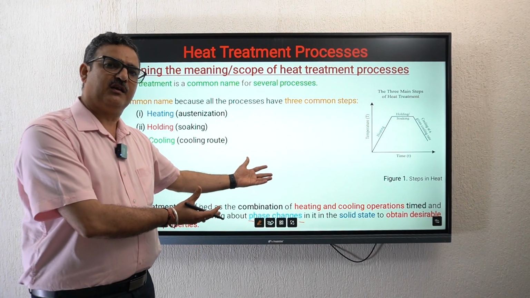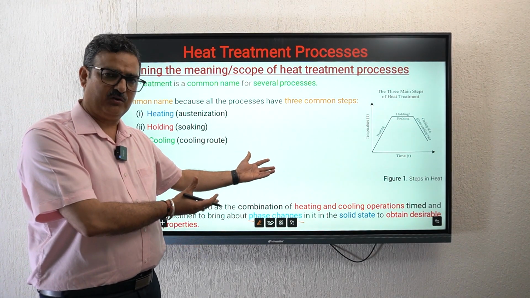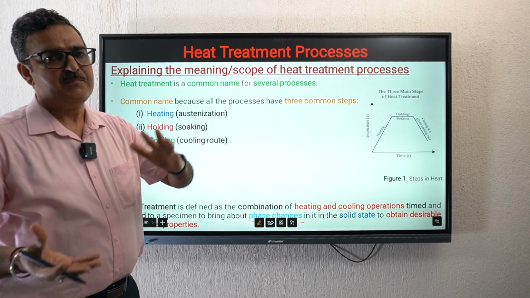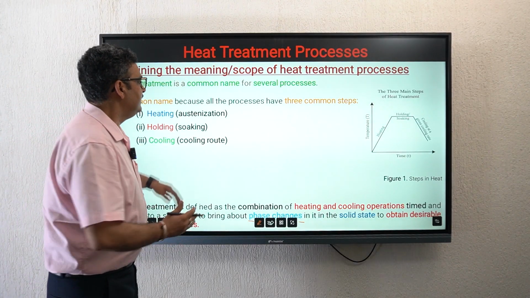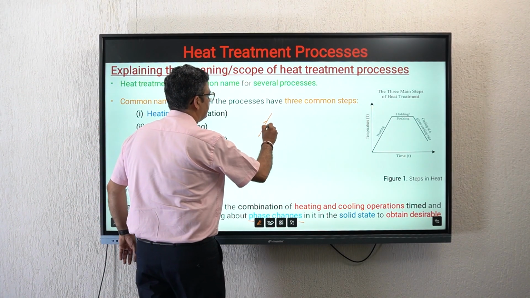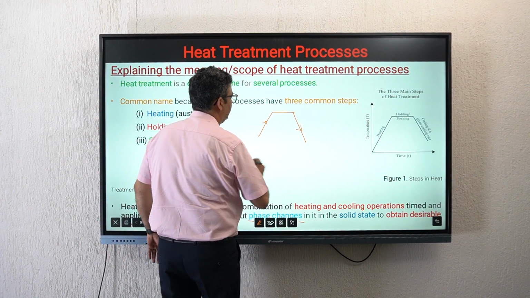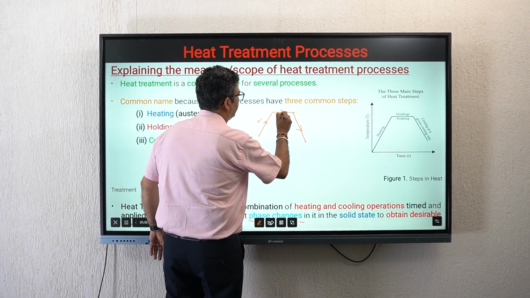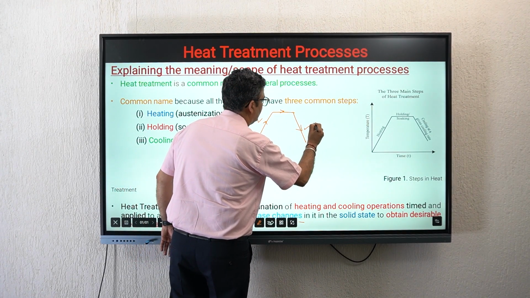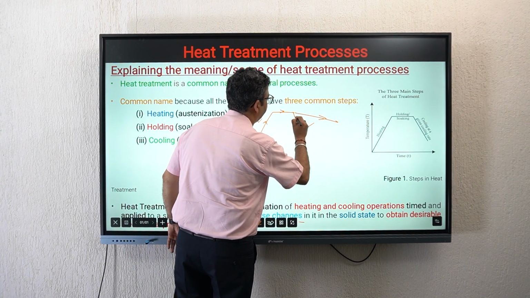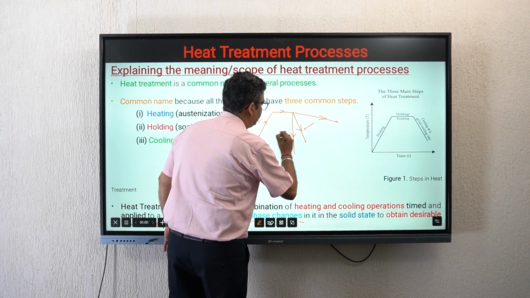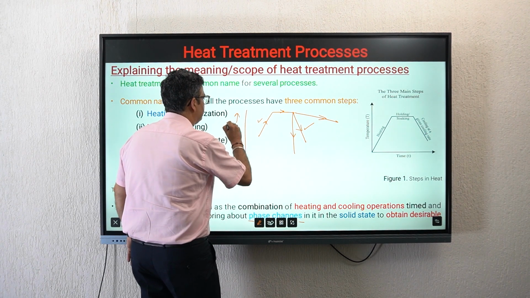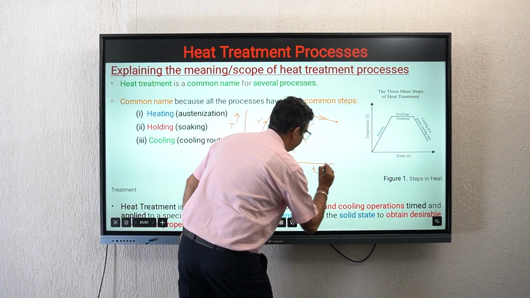We have not adopted the route of alloying because it might be costly. So if we are following the route of heat treatment, we are simply heating and then cooling the steel at a given heating rate, for a given holding time, at a given cooling rate. Very slow cooling rates can be followed. Very, very fast cooling rates can also be followed. This is on a temperature versus time plot.